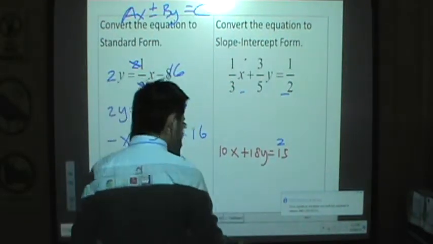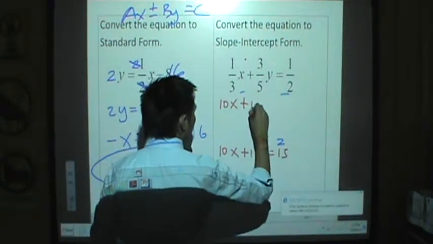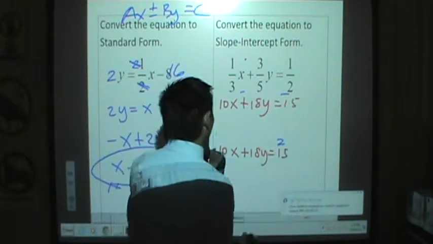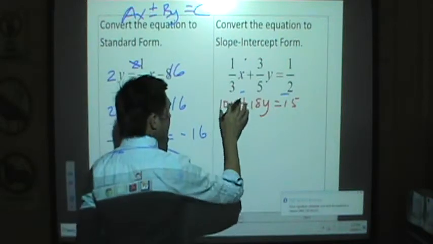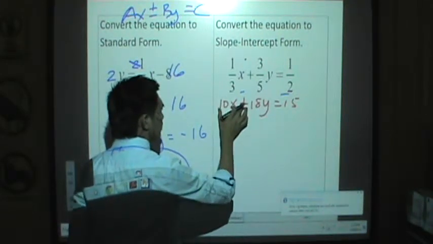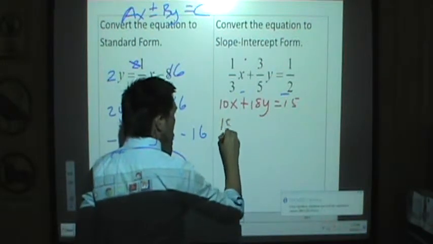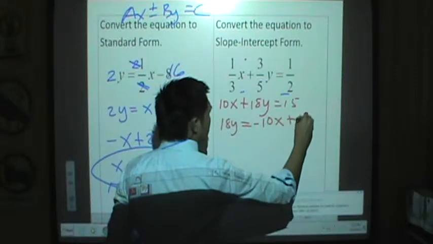Okay, and now we have 10x plus 18y equals 15. Let's do it. Here we need to have y alone, so we need to move that 10x over, and it becomes negative 10x. So 18y equals negative 10x plus 15.